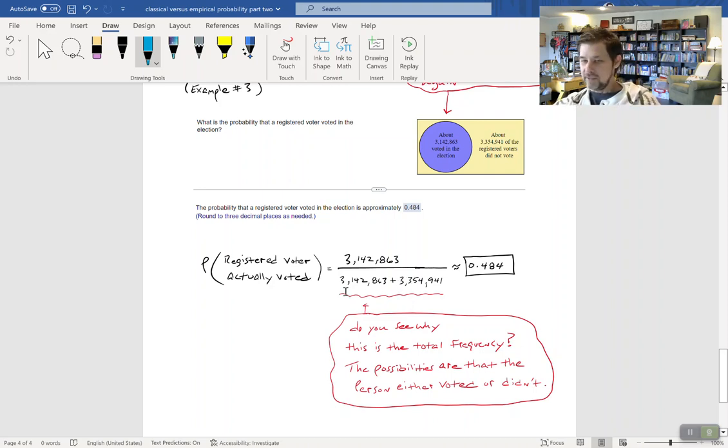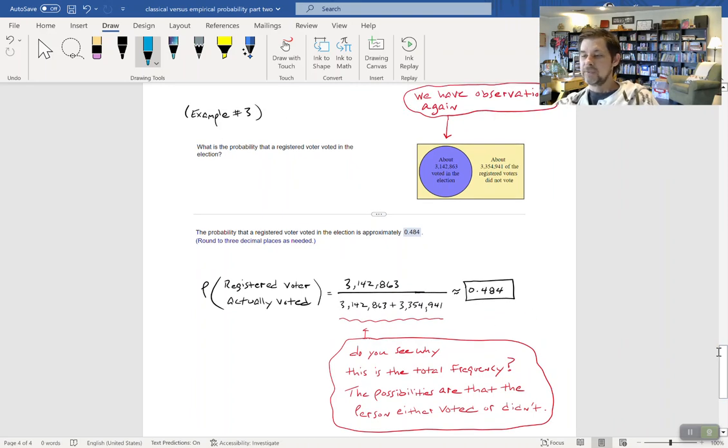So that's 3,142,863 plus this other number, the number that didn't vote, 3,354,941. So this many voted out of this many total. It's kind of like that. That's how probability formulas work. Again, in my math lab, it said to round to 3 decimal places, and that turns out to be 0.484.